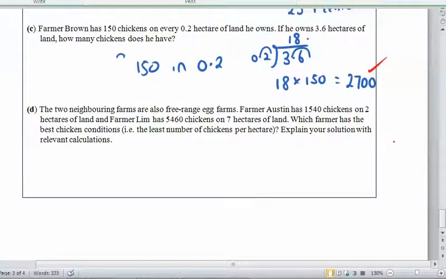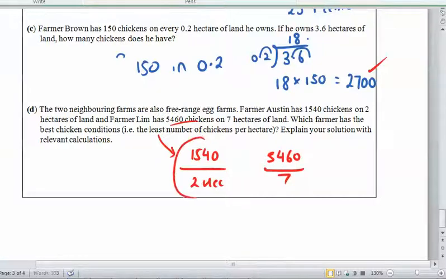And finally, the two neighbouring farms are also free-range egg farms. Farmer Austin has 1,540 chickens on 2 hectares of land. Which farmer has the best chicken conditions? So this is a rate one. 1,540 divided by 2 hectares, and we've got 5,460 divided by 7 hectares. So what you need to work out is this is going to be roughly 770 chickens per hectare.